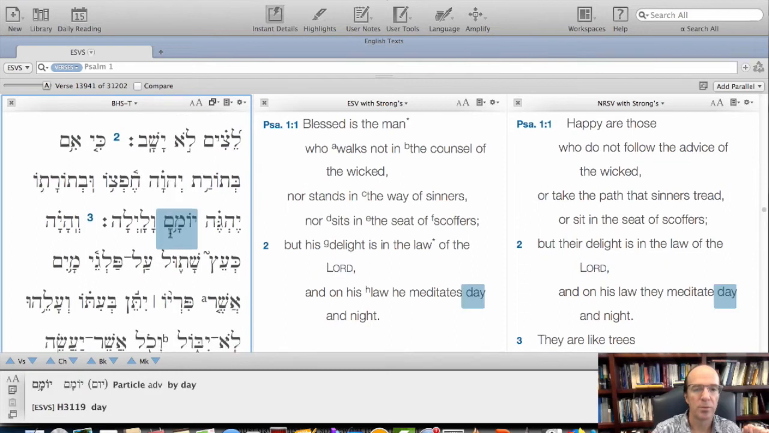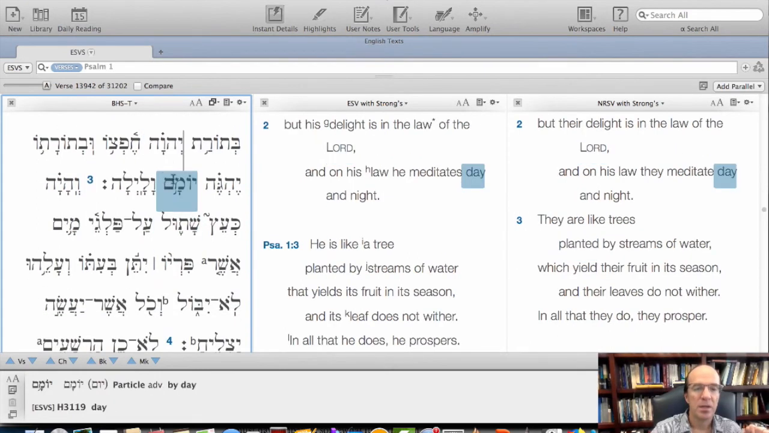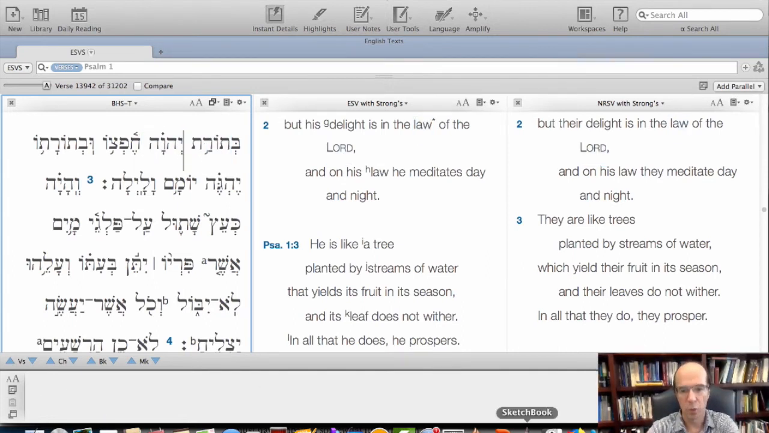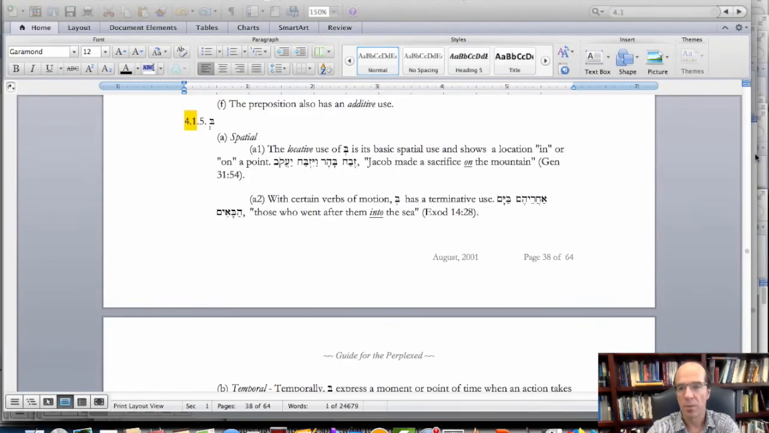Let me raise this up a little bit. Okay, so we have a bound form with the genitive. So let's look at the genitives. But you can almost guess. We've already been doing the law of the Lord. That would be a couple of things. There's probably two options here for this particular use of this genitive of the Lord. Let's go take a look at it.